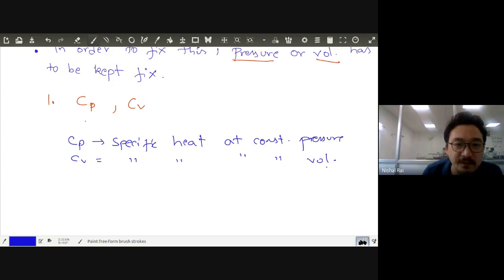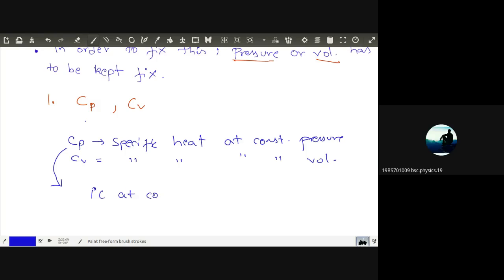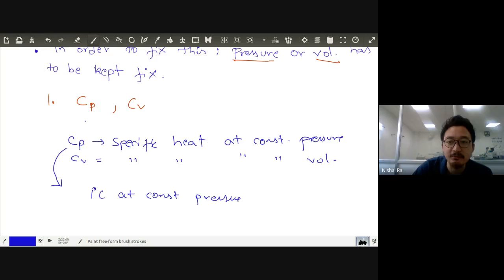So what will be the definition of specific heat at constant pressure and specific heat at constant volume? The definition is the same: the amount of energy needed to increase the temperature of a unit mass by 1 degree Celsius at constant pressure. You just have to add constant pressure or constant volume at the end of your definition. Clear?